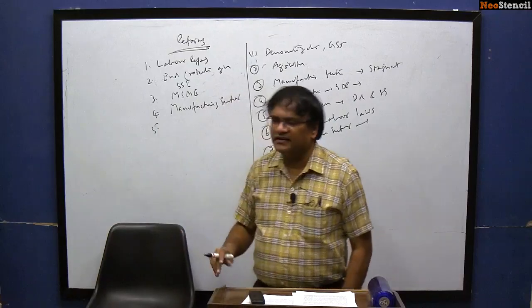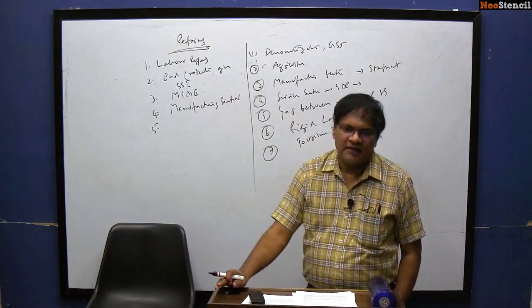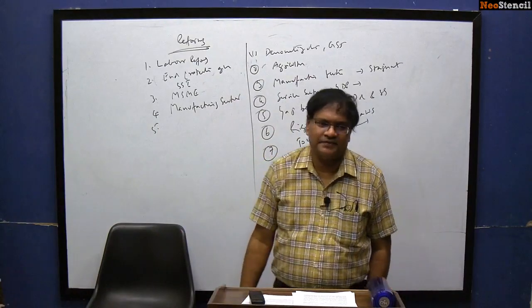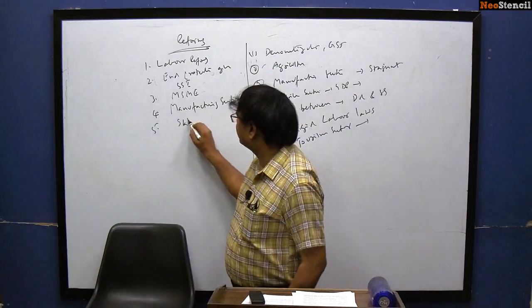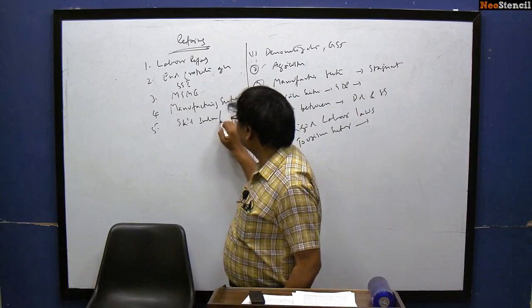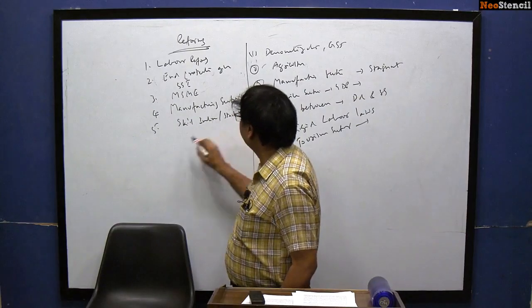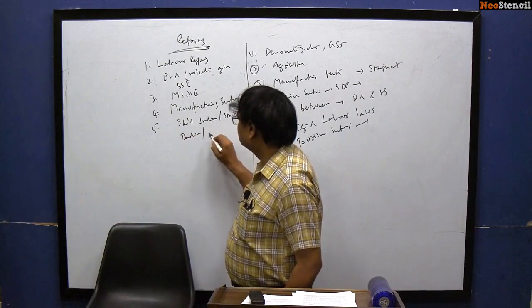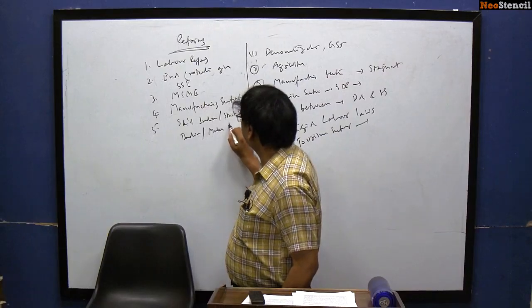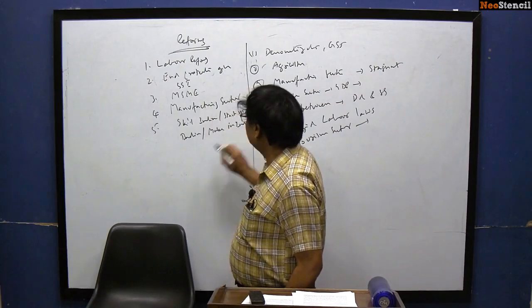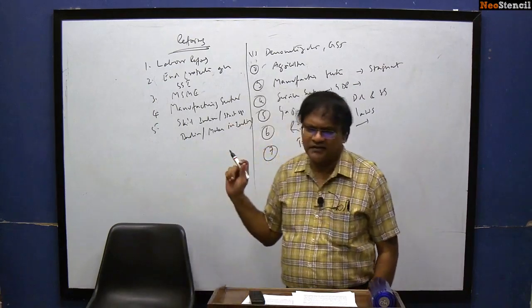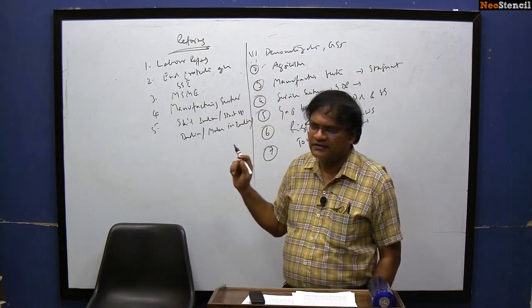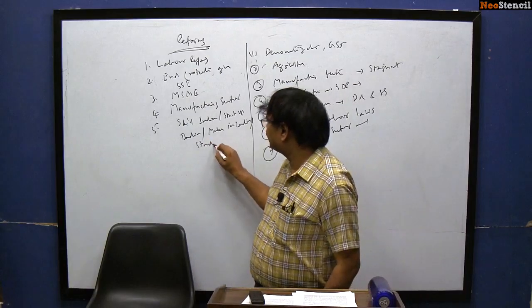Next, the government must integrate all the flagship schemes. What are the flagship schemes? Skill India, Startup India, Make in India, and I think Stand Up India is also there. Yes, it must integrate all these schemes.